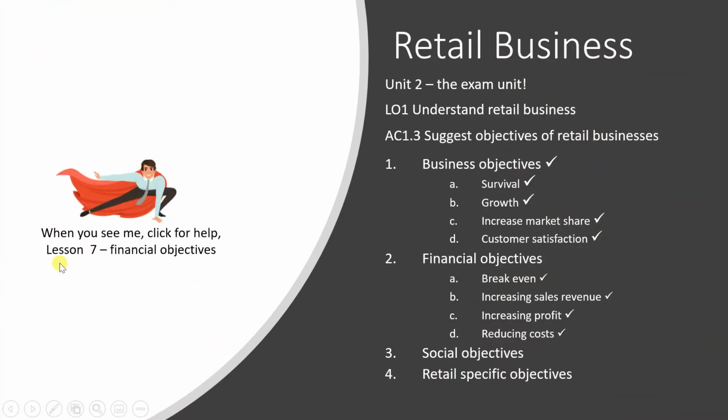On Learning Objective 1.3, Objectives for Retail Businesses, we're looking at financial objectives. As mentioned before, these objectives are based on the financial performance of a business, and this lesson is going to focus on increasing profit, C, and reducing cost, D.